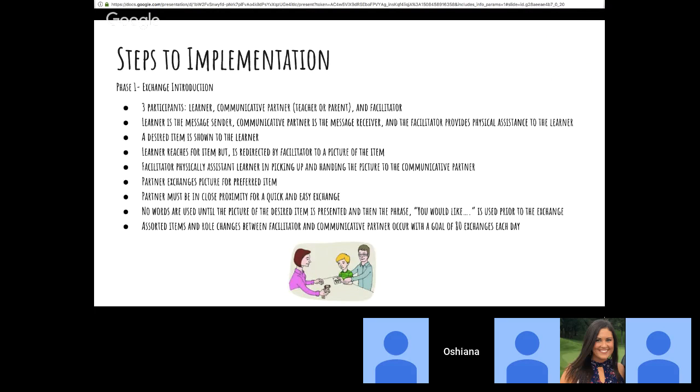The partner must be in close proximity for a quick and easy exchange, and no words are used until the picture of the desired item is presented, and then the phrase "you would like" is used prior to the exchange. Assorted items and role changes between facilitator and communicative partner occur with a goal of at least 80 exchanges per day.